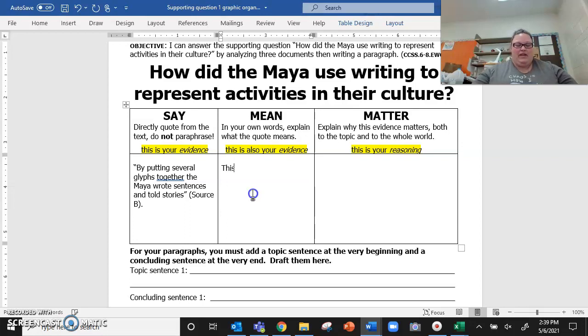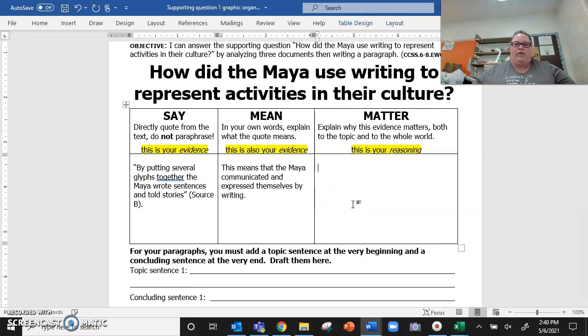So I'm going to say this means that the Maya, oh gosh, I've already forgotten. Why do we tell stories? To communicate. Okay, that the Maya communicated and expressed themselves by doing what? Good point. By writing. Okay? If you need to, pause the video and copy it down.